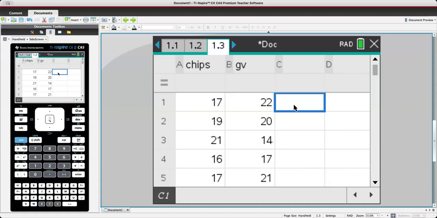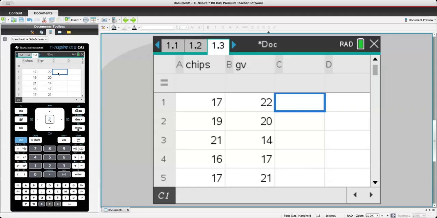And so now I need to get X bar and S for both of these. And you can do this two ways. You can run one var stats on each one. Or in this case, since they have the same number of data points, they're both 10, I can run two variable stats on both of them. So I'm going to do that. But if there's a different number, you can't do that. You would have to run one var stats on each one.